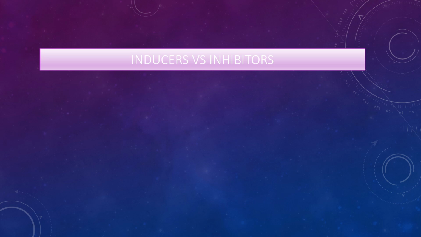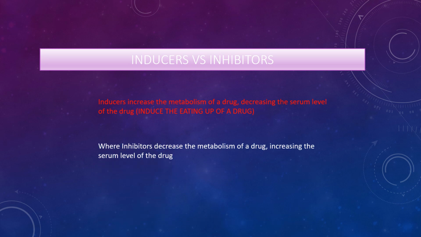Now we're talking inducers versus inhibitors. Inducers increase the metabolism of a drug, decreasing the serum level of the drug. Think of induce as eating up a drug. Inhibitors decrease the metabolism of a drug, increasing the serum level of the drug.